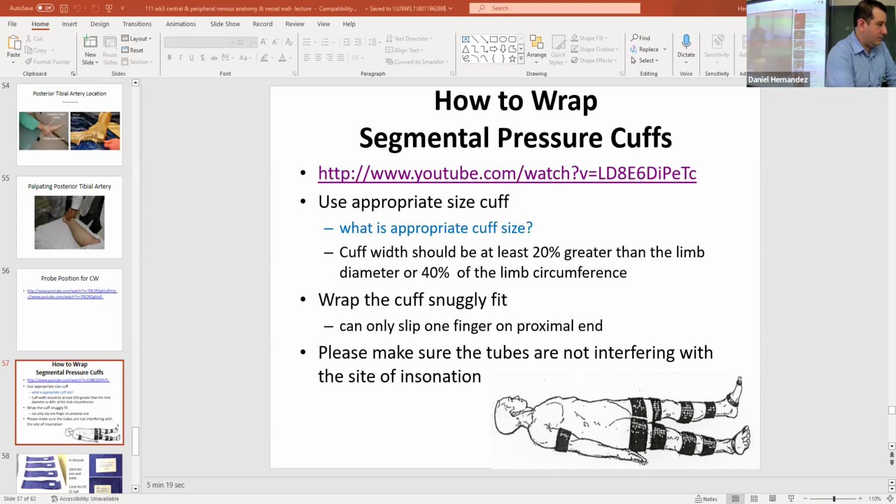I've already demonstrated how to wrap the ankle cuffs, and that same technique applies for the brachial cuffs as well. Now for the calf and the thigh, I'll use a 12 centimeter cuff width here.